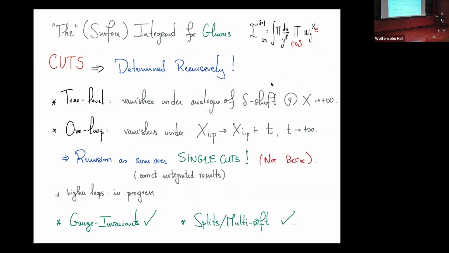So from the moment we have these objects, we can basically compute them recursively. At tree level and one loop, we find some interesting directions in kinematic space for which they vanish at infinity, and so we can recursively compute them as a sum over single cuts. Well, we're still working out the case at higher loops, but in both cases, these objects are manifestly gauge invariant, and they also enjoy all these split properties and multi-soft limits that I just told you about.